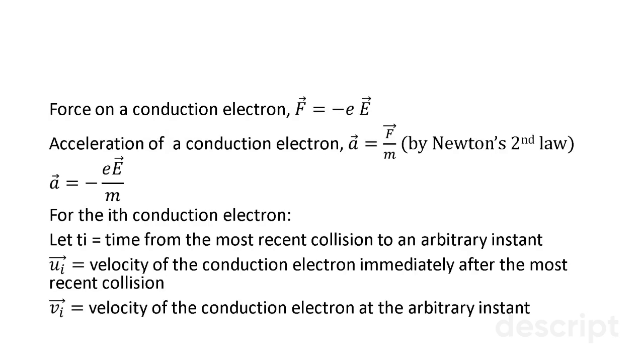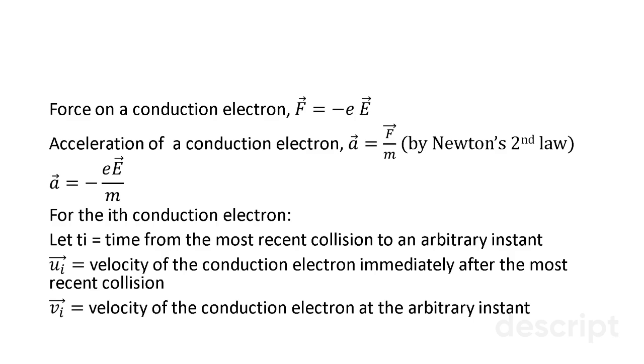The force on a conduction electron equals the charge on an electron multiplied by the electric field, where the charge on an electron is negative e. By Newton's second law, the acceleration of a conduction electron, a, equals F by m, where F is the force on a conduction electron and m is the mass of a conduction electron. So a equals negative small e into capital E divided by m.